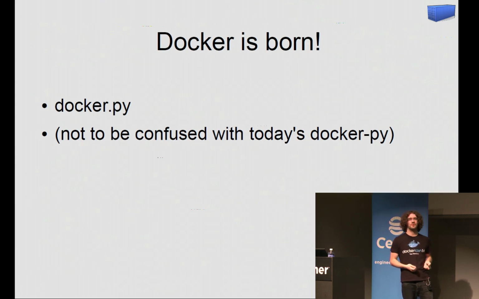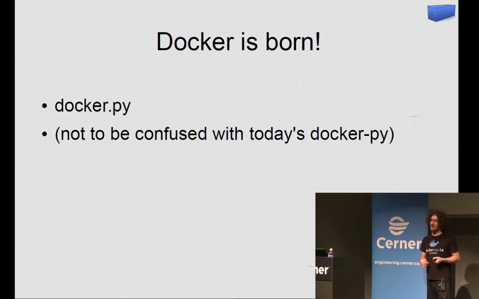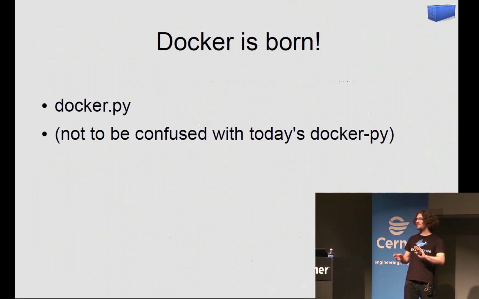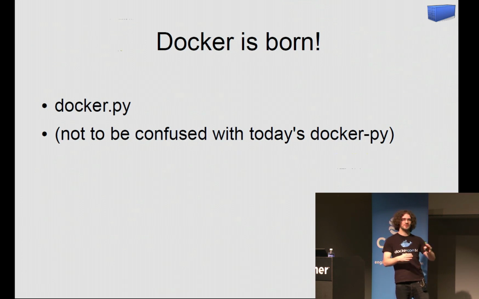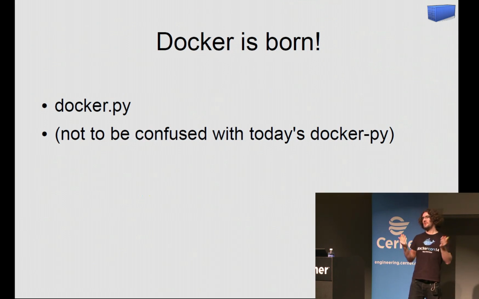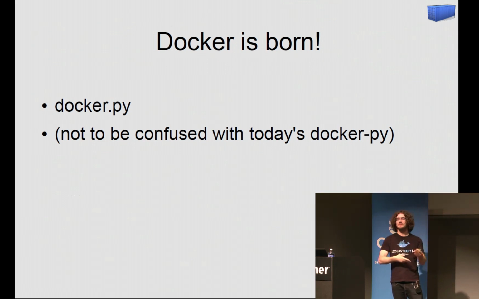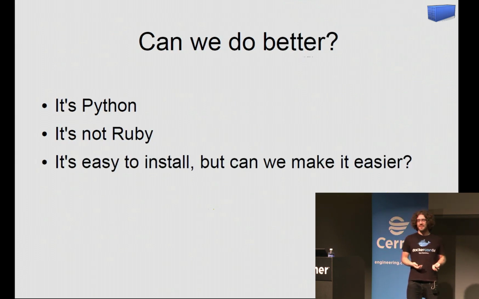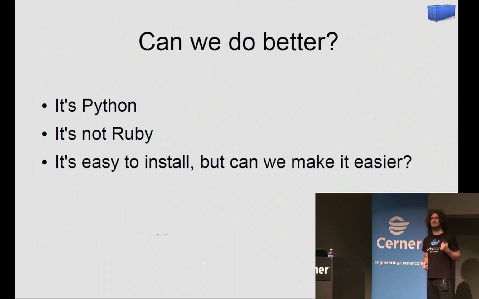The first version of Docker was written in Python, and it was docker.py, which is not the docker-py that you can find today, which is just a bunch of API bindings for the current API. So the first Docker code was in Python, and it did more or less what we wanted. But then we were wondering, can we do better than that?